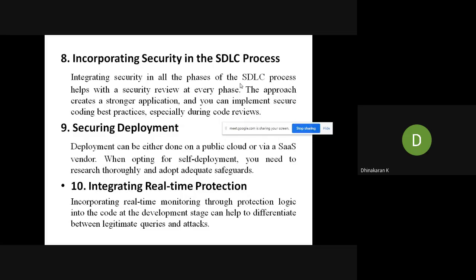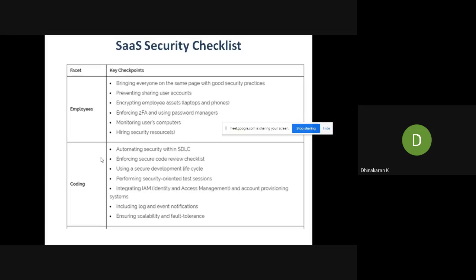So when I'm going to do the deployment, when I'm going to launch my application through the SaaS vendors, how can I protect it? Integrating real-time monitoring and protection logic into the code at the development stage can help differentiate between legitimate queries and attacks. So everything happens inside your SaaS. So this is another security checklist.